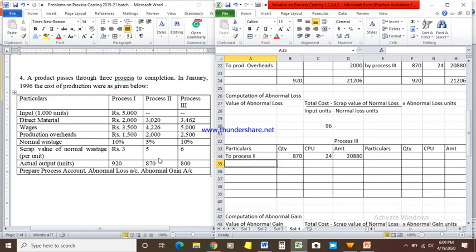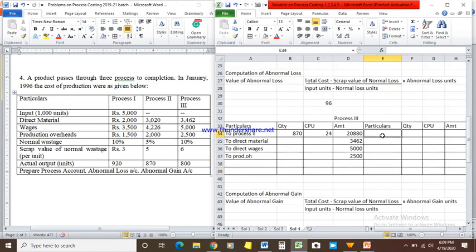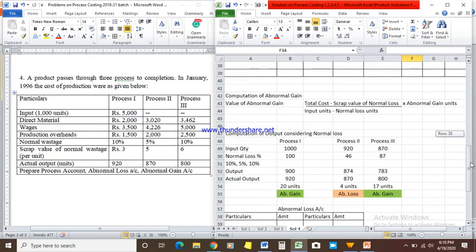Now again, to direct material 3,462, to direct wages 5,000, to production overheads 2,500. So in this problem, in process 3, what we are supposed to understand is, again we have normal loss. So let me go to the working note.